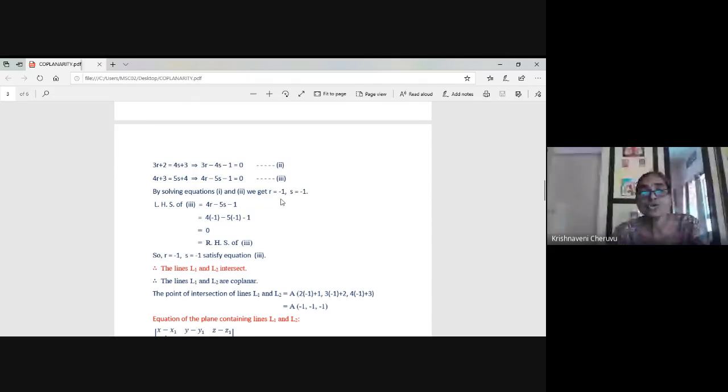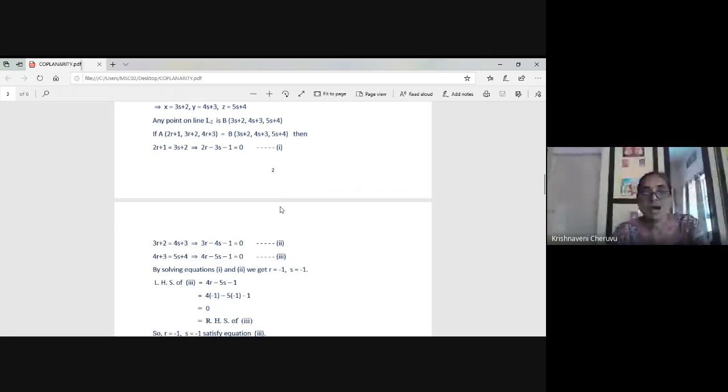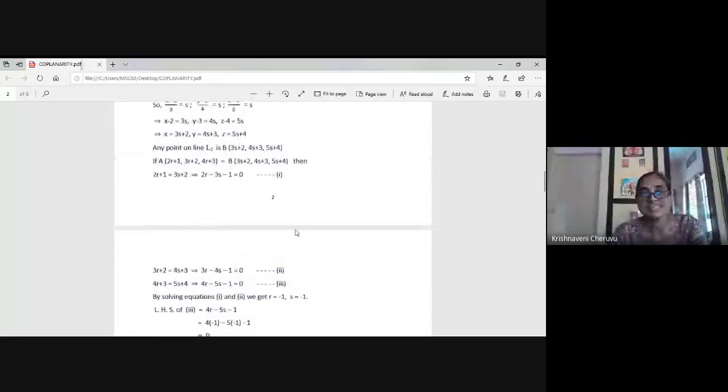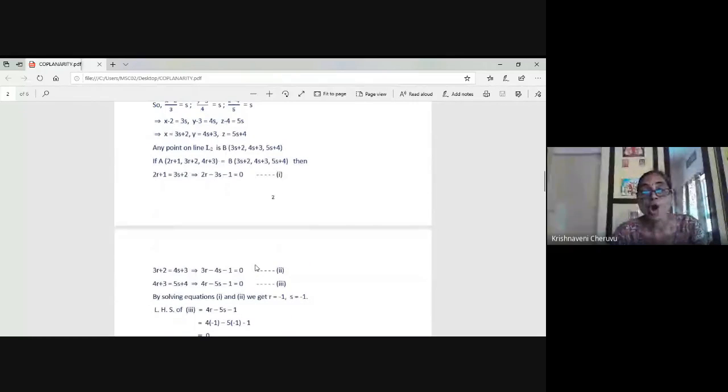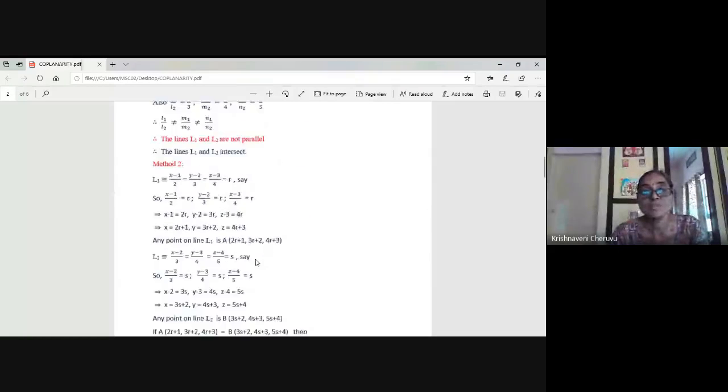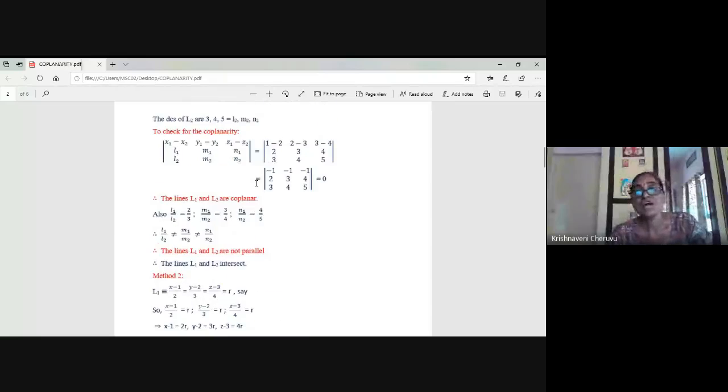Now, either you substitute the value of R in A, or you substitute the value of S in B, girls, so that you get the point of intersection. So in this method, you are simultaneously checking that the lines are intersecting, and also the point of intersection is found out. That is an advantage of this method, girls. In the first method, you just use the formula to check whether they are coplanar. Afterwards, you have to check whether they are parallel or not. Only when they are not parallel and coplanar, they will intersect. And in the first method, we did not get the point of intersection.